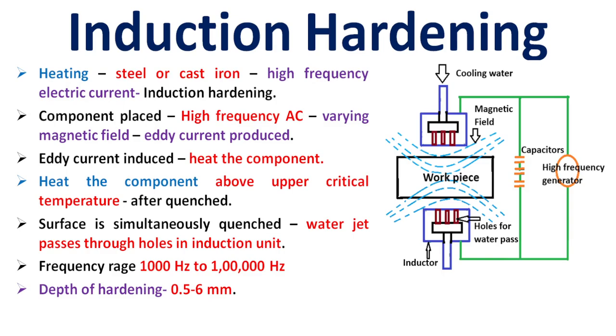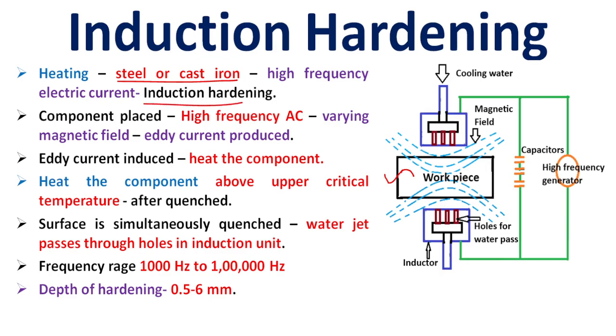Induction hardening is one type of surface hardening process. It uses heating of steel or cast iron material. The workpiece, steel or cast iron, is heated by high frequency electric current. Heating the material by high frequency electric current is called the induction hardening process.